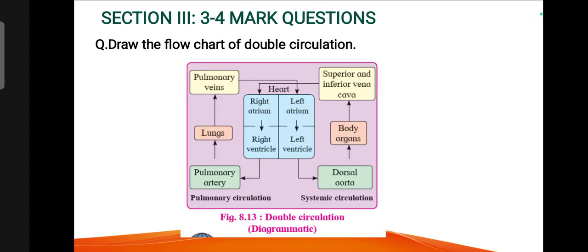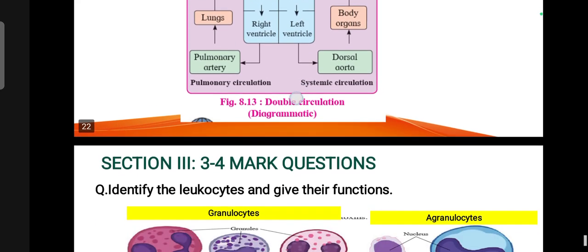Draw the flowchart of double circulation. So here, first you have to make the central part: right atrium, right ventricle, left ventricle. Then from the left side, you have to show dorsal aorta, body organs, superior and inferior vena cava, which open into the right atrium. And from the right ventricle to pulmonary artery, lungs, pulmonary veins, and to the left atrium.